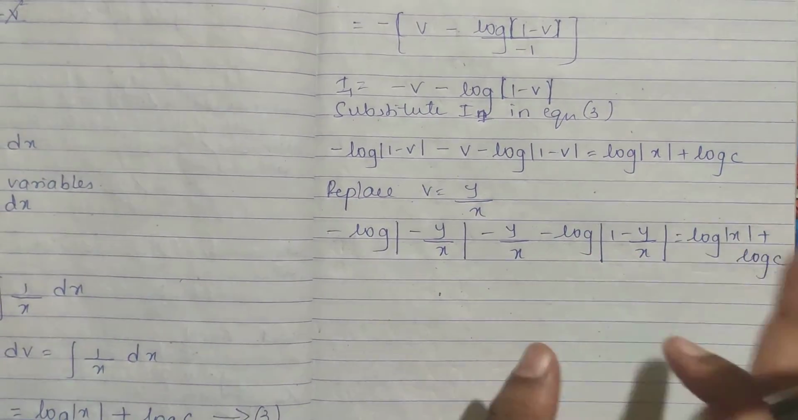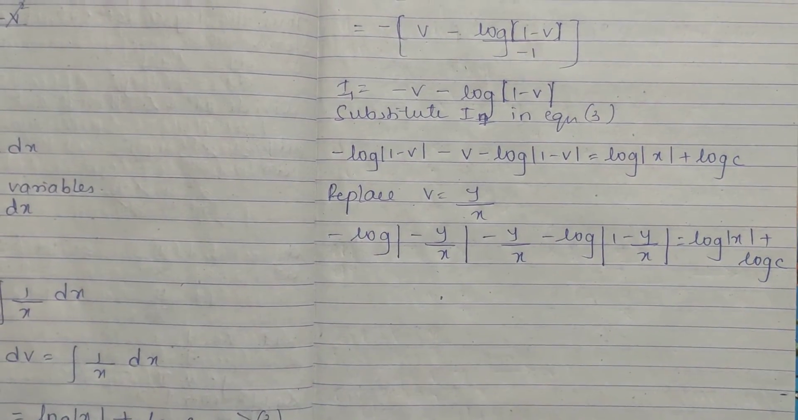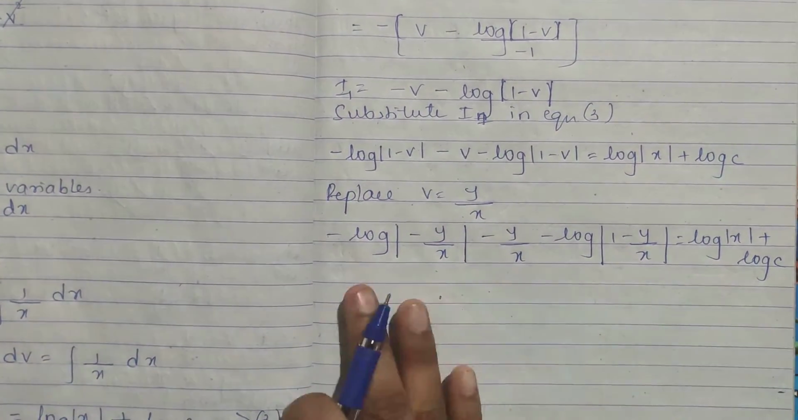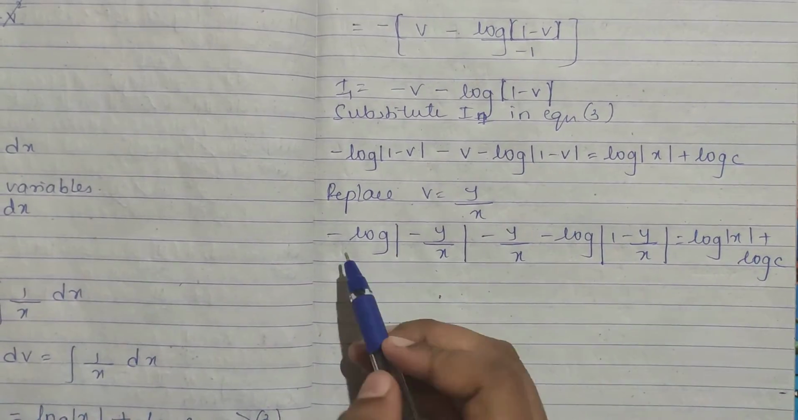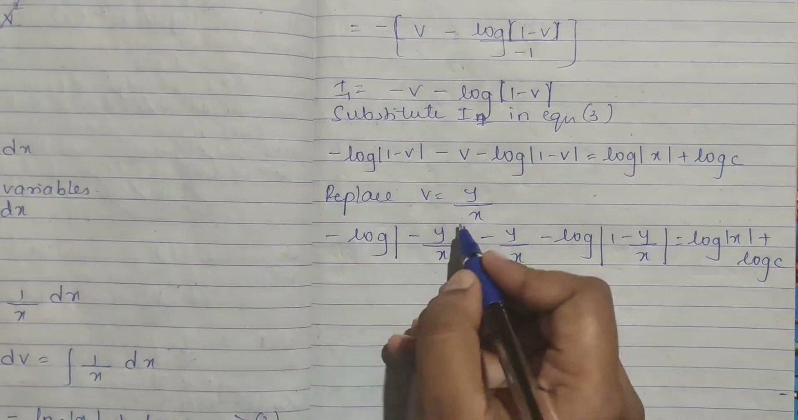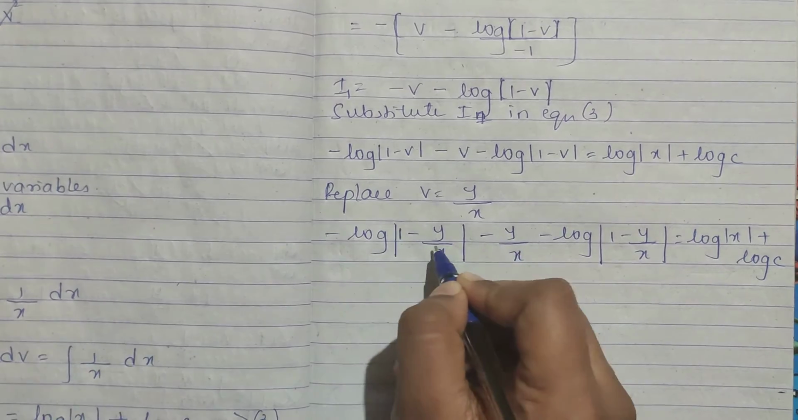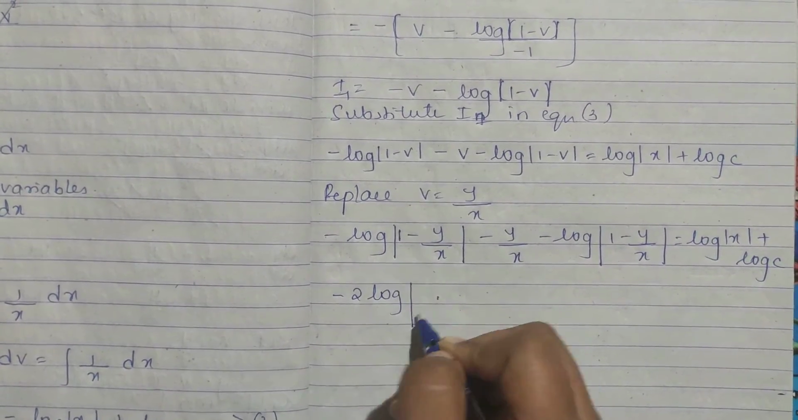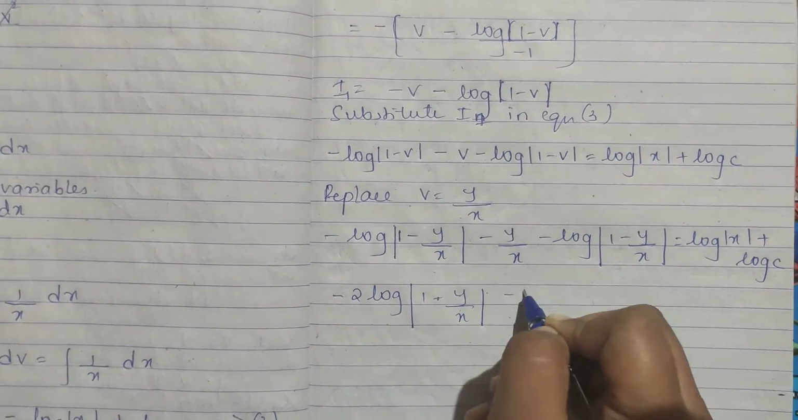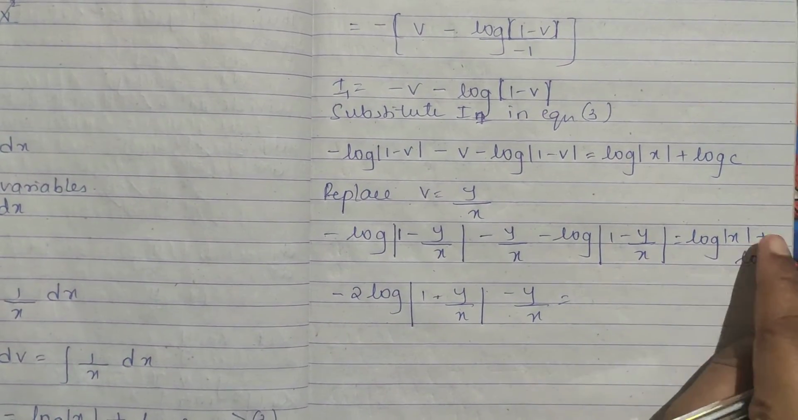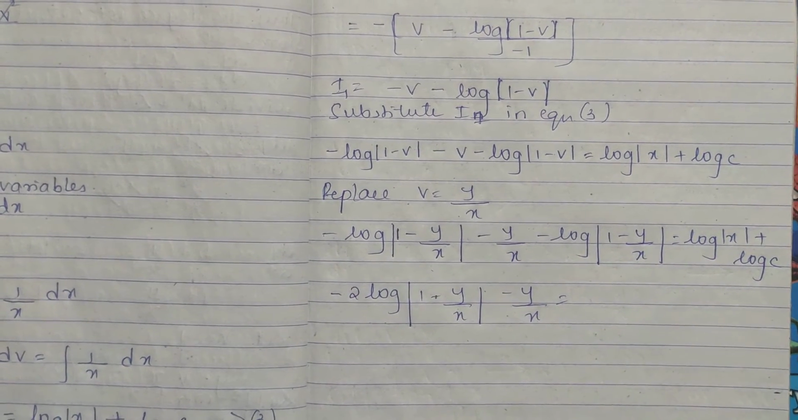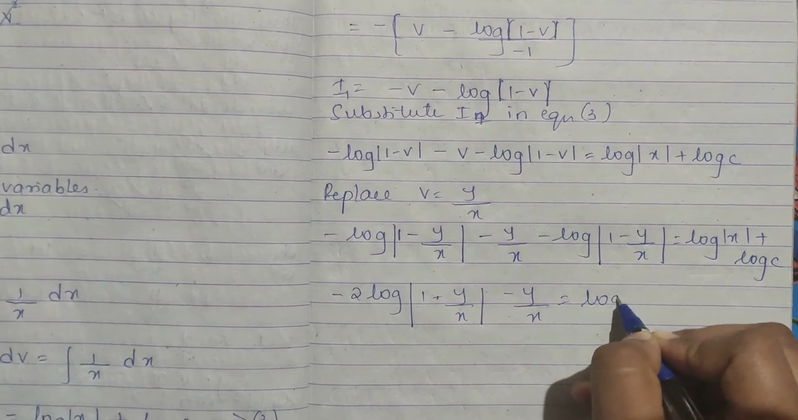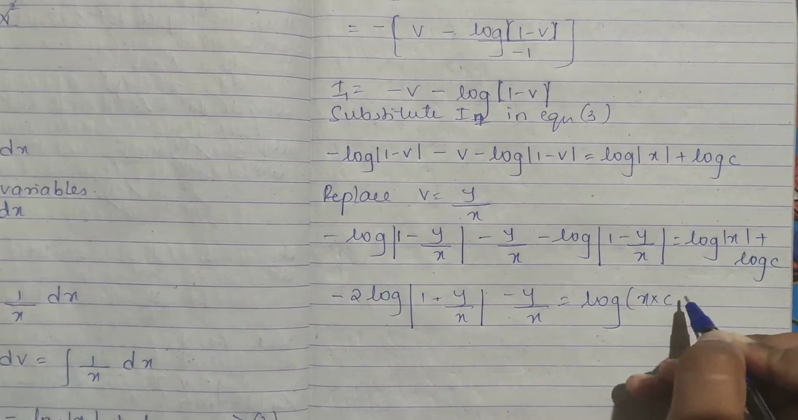See, if you want, you can drop it here only, or else if you want to make it a proper solution, then the log forms you have to just equate, right. See, minus log of, sorry, this is 1 minus y by x, 1 minus y by x. So this becomes minus 2 log of 1 minus y by x. Keep this 1 minus y by x as it is. So this is log m plus log n, right. So this becomes what? Log of m into n. So log of x into c, right.